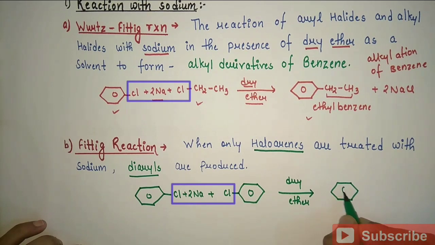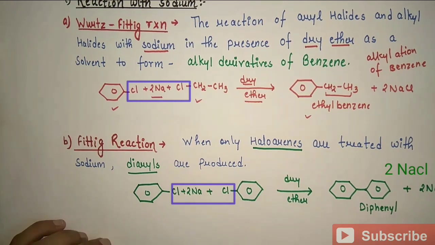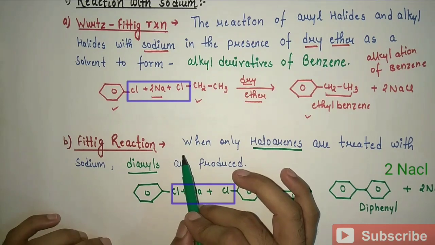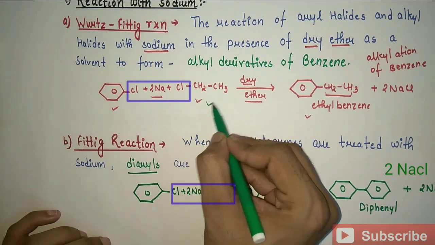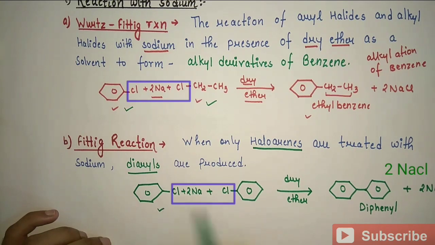It will form diaryl as the product, and the product in this case will be diphenyl. That is this. This is known as diphenyl, and the byproduct is 2 moles of NaCl. So the basic difference between the Wurtz-Fittig reaction and the Fittig reaction is that in the Wurtz-Fittig reaction there is one alkyl halide and one aryl halide, but in the Fittig reaction both the reactants are aryl halides.